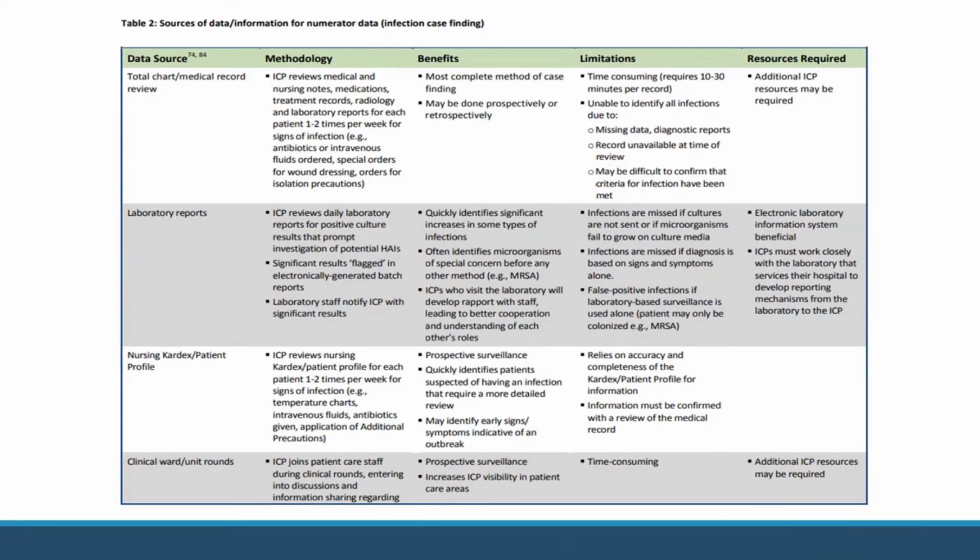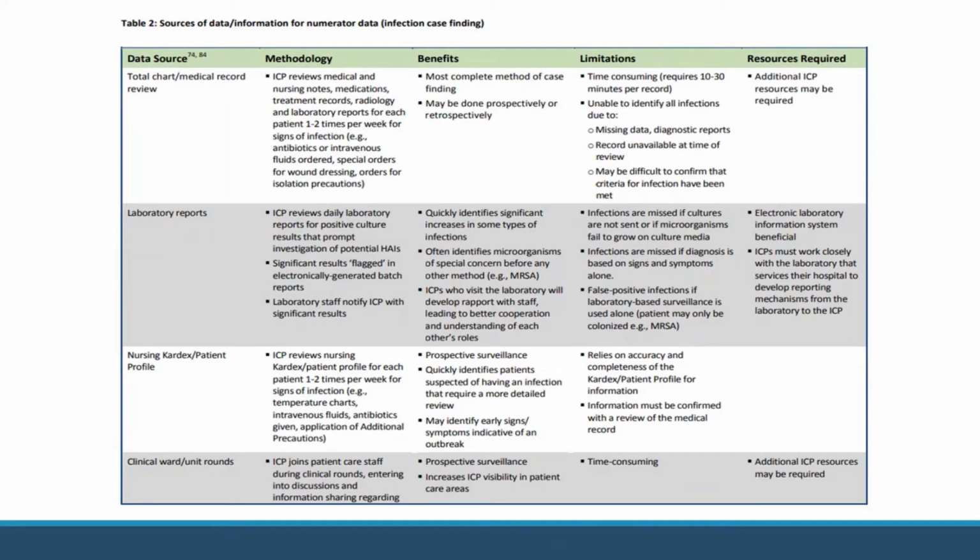It's important to note, as already mentioned earlier in our presentation, that data collection via total chart review is not recommended. That's extremely time consuming, can be like 30 minutes per chart, and it requires that the chart record is complete with all the relevant information at the time of the review. This can result in missing infections. So that's the first line there.